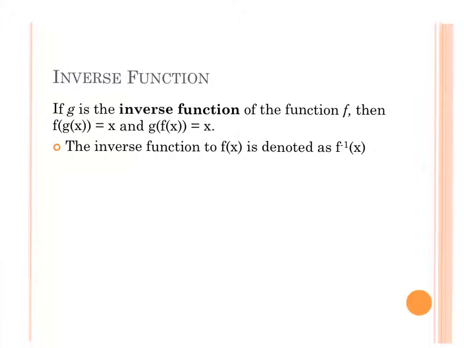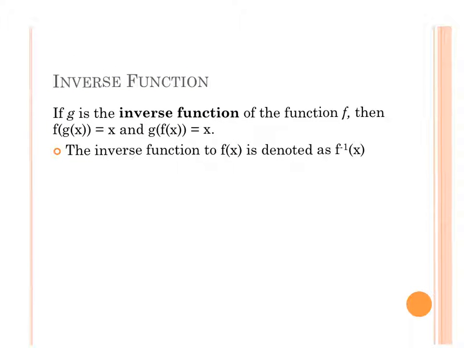So the first thing you're going to do is verify that something is an inverse to a function. And this is how. If g is the inverse function of the function f, then f of g of x, so the composite function, will equal x, and then g of f of x will also equal x. And we show that something is an inverse of another function by replacing the original f of x with f negative 1 of x. So that's your little subscript negative 1.